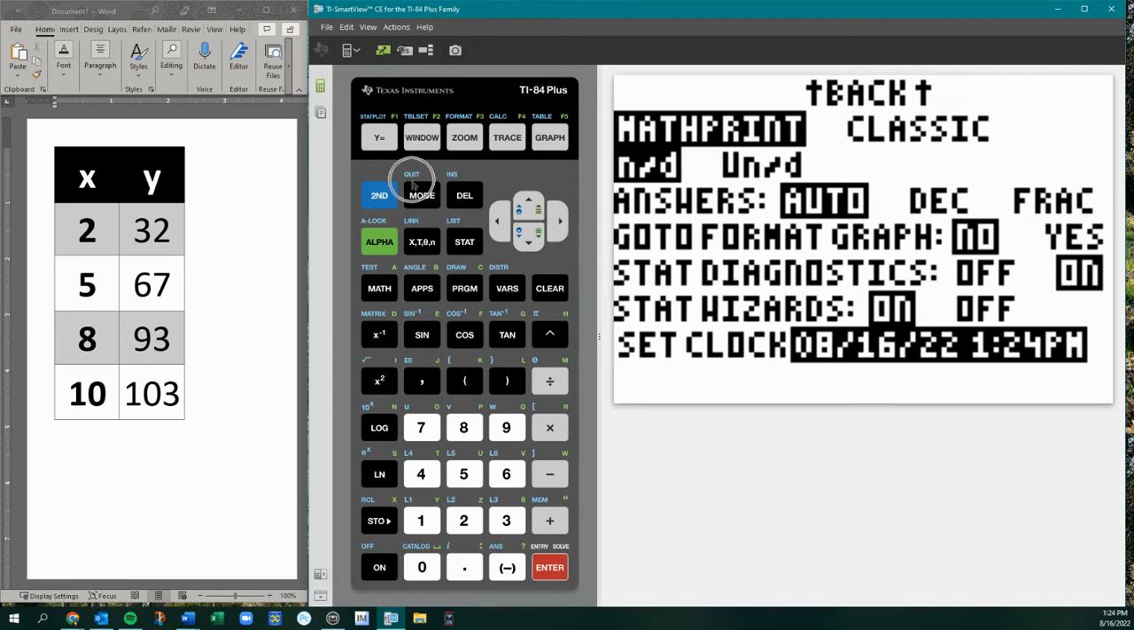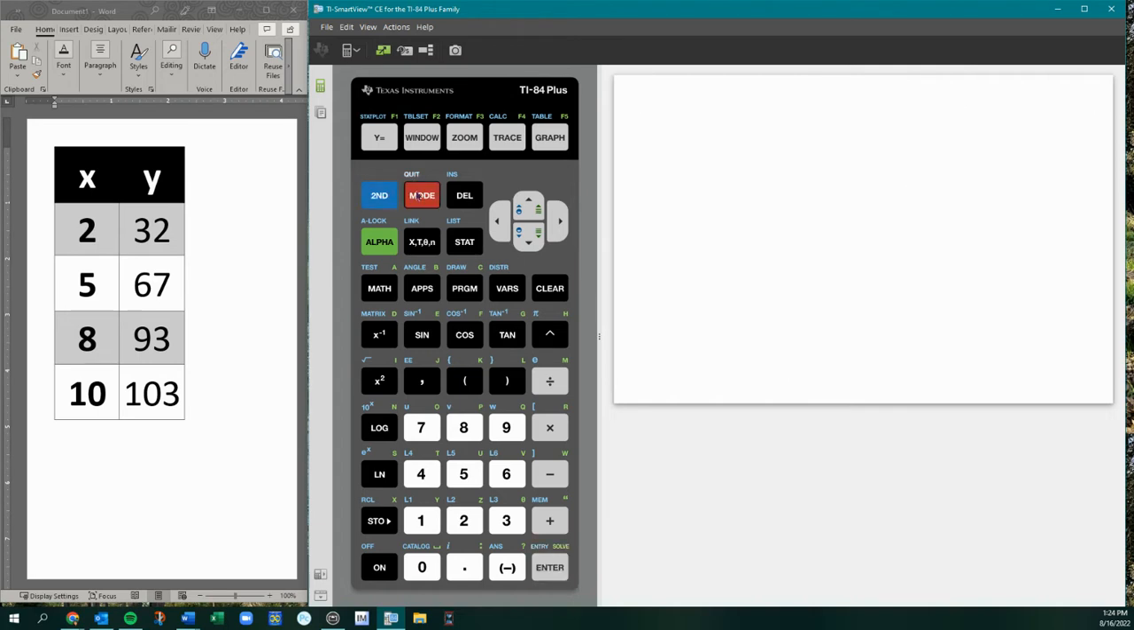To quit this screen, you look for the quit button, which is blue. So you press second quit or second mode so you can go back to the home screen. Great. Now we want to type this table into our stat edit so that we can see the regression equation or the slope-intercept form equation for it.